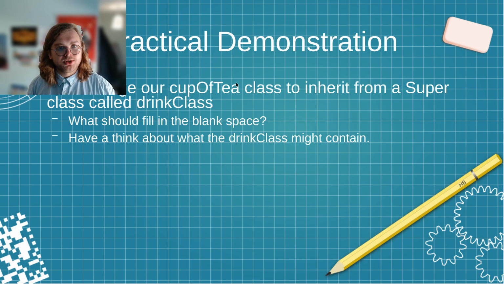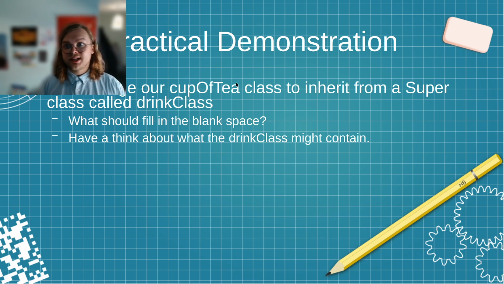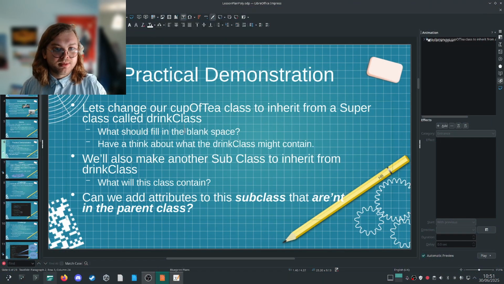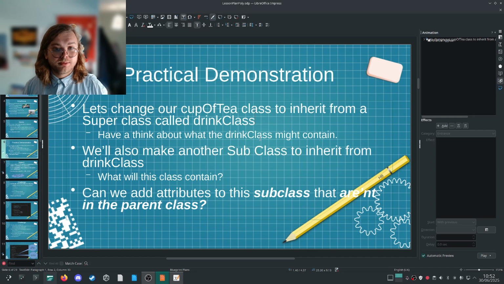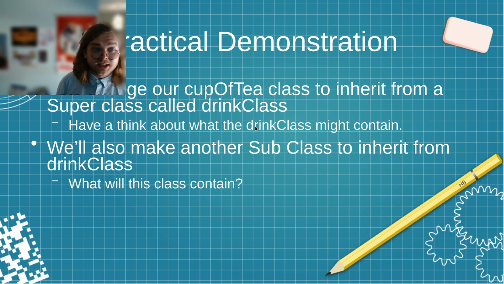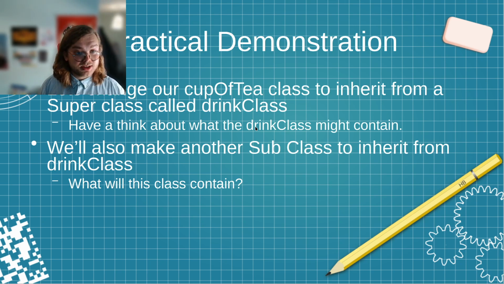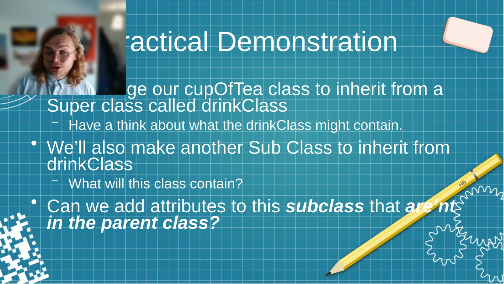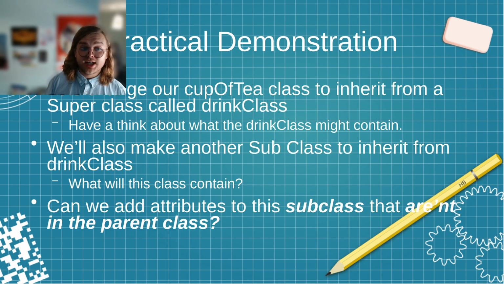Okay, with a practical demonstration, we're going to change our cup of tea class to inherit from a superclass called drink class. With fill in the blank space, I did originally have something there, but I do apologise. So, we're going to have a think about what the drinks class might contain. We'll also make another subclass to inherit from the drinks class. So, what will this class contain? And can we add attributes to the subclass that aren't in the parent class? That's a question to the class. So obviously the answer I'm looking for is yes.